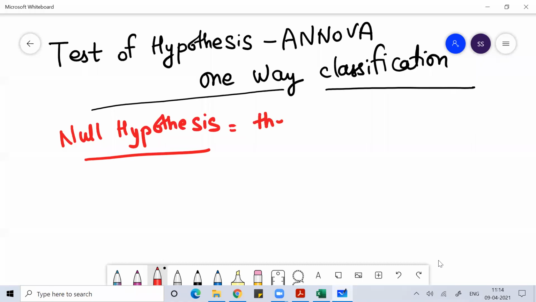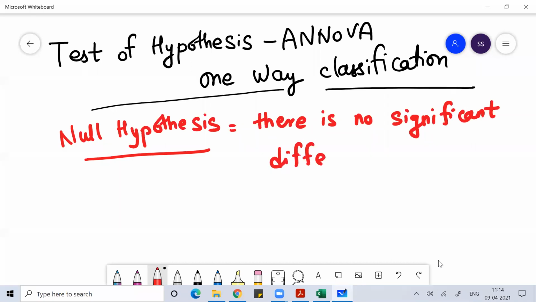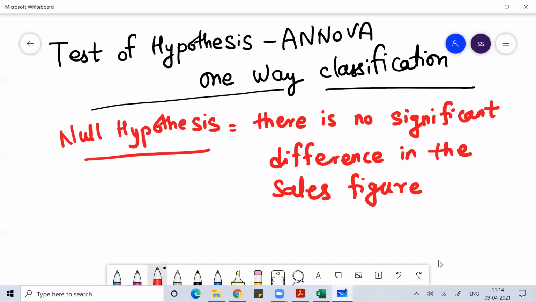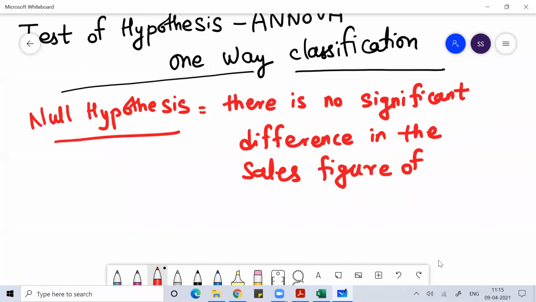In the null hypothesis, you will write that there is no significant difference in the sales figures of the various fragrances, whatever fragrances are given. Their sales figures, there are no differences there. That you write in the null hypothesis.